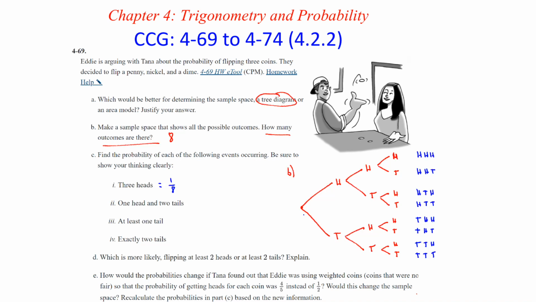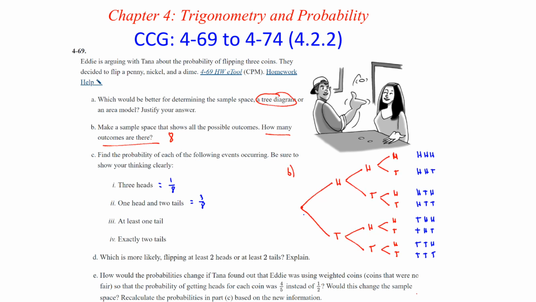Alright, and number 2, 1 head and 2 tails. I'm trying to highlight here. So there's 1 right there, 1 head and 2 tails, and another 1 head and 2 tails. So there's 3 out of 8 that could occur. Based on those 8 outcomes, 3 of them have 1 head and 2 tails. So that would be 3 out of 8.